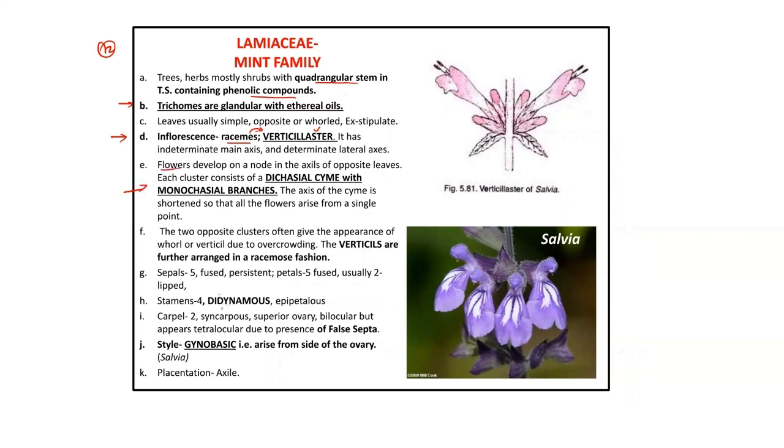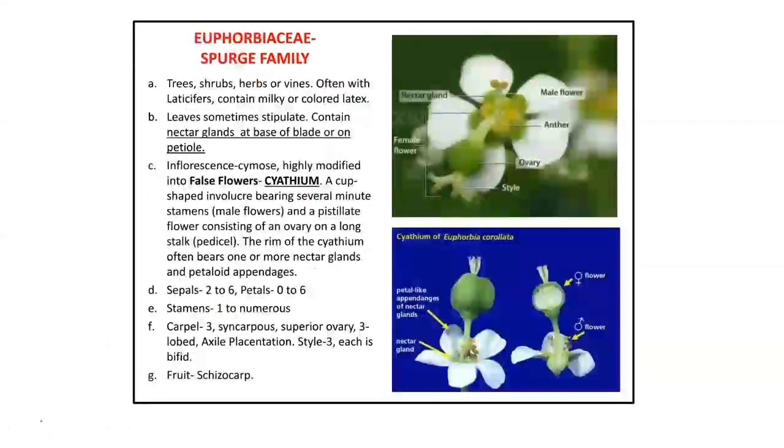And then this is very important, that I wanted to tell you, that the stamens are four and they are didynamous. So this is an important feature. This is an identification feature of this. And then the style is gynobasic. This is also important. This is present in Salvia exclusively. So that's why it is mentioned placentation is axile. So these are the few things that I wanted to tell you about, and go through this family. These are very important. Then the last one, I guess this is the last one. There is one more after this.